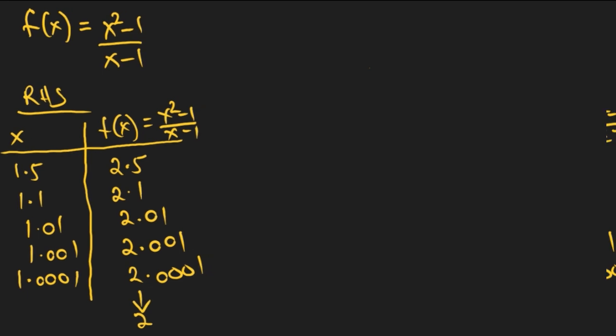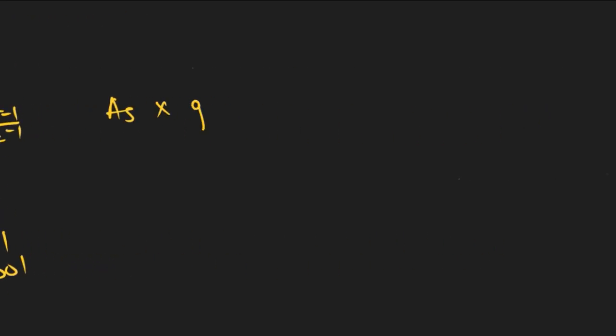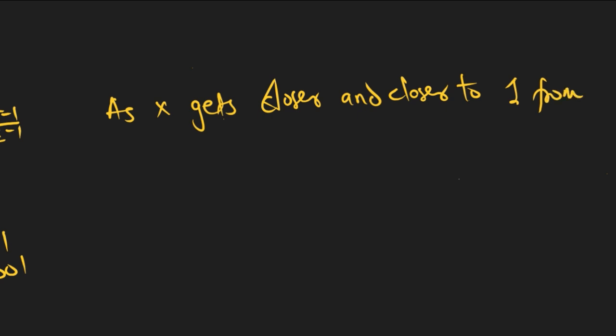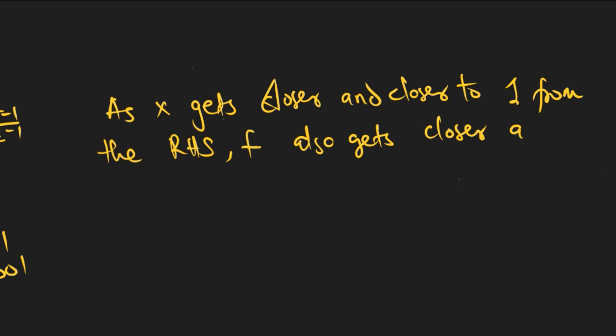So what conclusion can we draw from here? You can see that as x gets closer and closer to 1 from the right hand side, the function f also gets closer and closer to 2. This is the same thing as we saw in the earlier part.